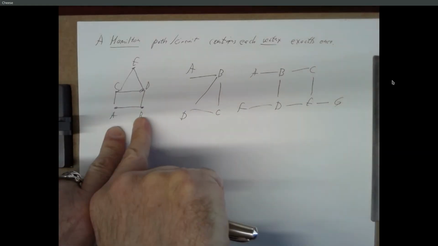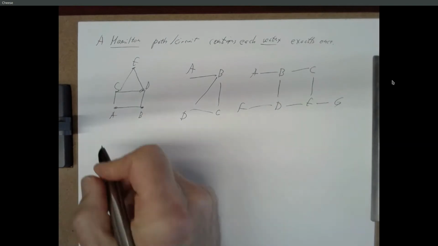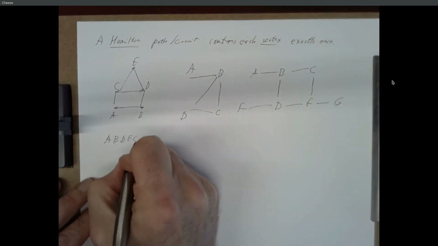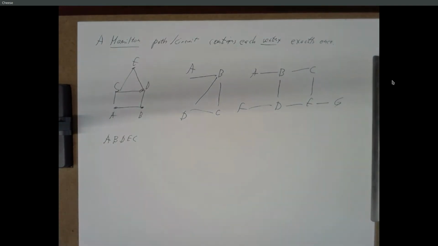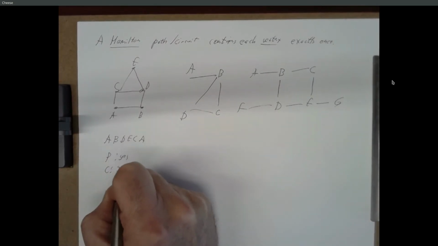So first one, Hamilton path? Yes. So A, B, D, E, C. Perfectly fine. And we can actually come back to A. And there's a Hamilton circuit. So that's a path, yes, and a circuit, yes.